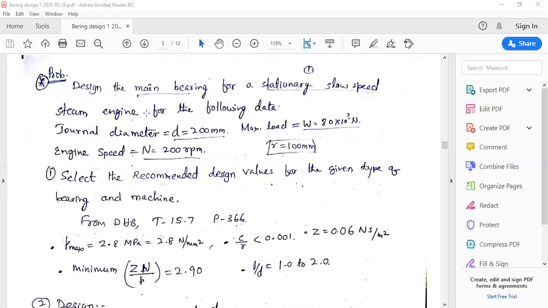In the previous sessions, also, we have discussed the problems related to the design of journal bearing. Now, take another example of an application-oriented problem where the main bearing of a stationary slow speed steam turbine is to be designed. So, main bearing is what? That is the journal bearing itself and used in case of steam turbine.